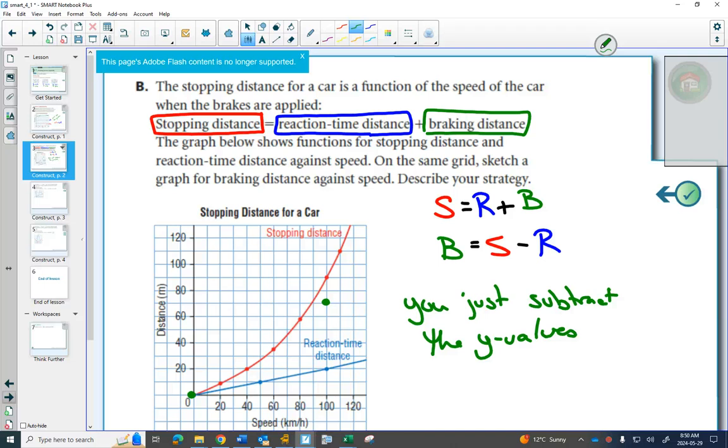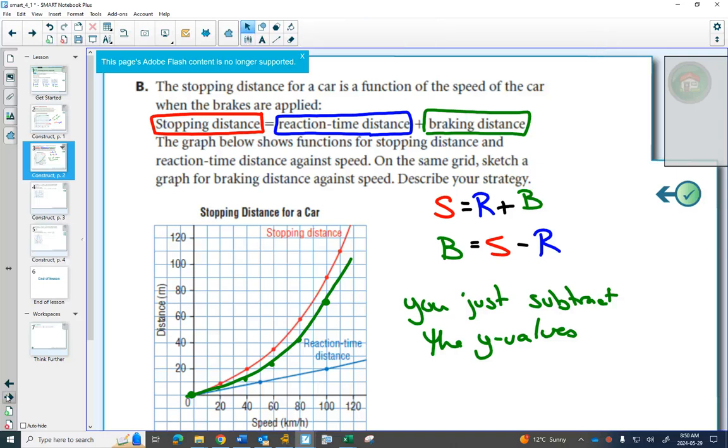But we can go through the rest of these and say, okay, well here I've got about 58 minus 15 would be about 43. And here I have 35 minus 12 would be about 23. 20 minus 8 would be 12. 9 minus 4 would be 5. And we can draw our braking distance graph in here as well.